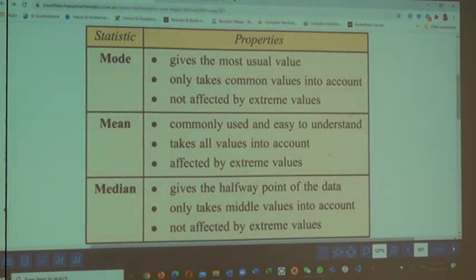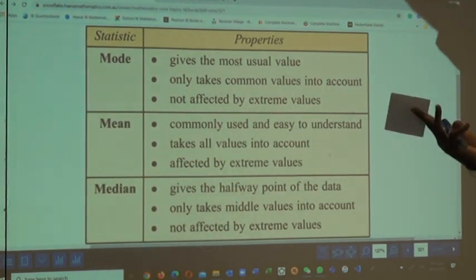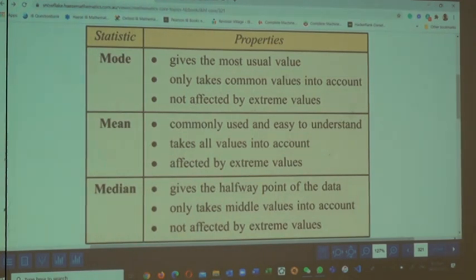Let's go to the second one, which is the median. Median gives you halfway of the data. This we already know. Median takes only the middle values into account. There might be only one value and there might be two values. So what happens at the edge is not your business if you are using median. Which means if the information you are trying to interpret has no business with the extreme, then median is your best bet. Do you understand that? And it's not affected by extreme value. We already talked about that.